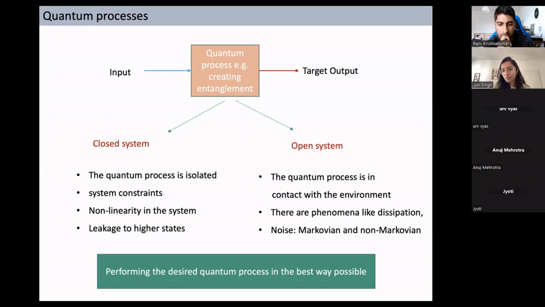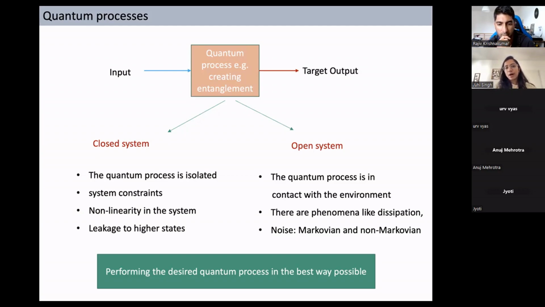In the case of an open system, the biggest problem is dissipation, and also decoherence. It's interacting with your environment, and then you lose information. This noise could be either Markovian or non-Markovian, and there's a whole theory behind it. But the summary is, if you have this kind of problem, then you don't get a perfect quantum process.